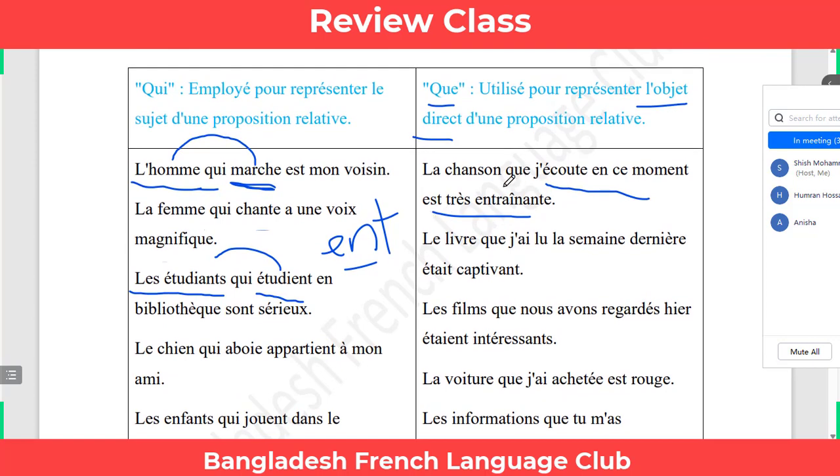But after que, you will always see a subject, then a verb. I mean the whole sentence. And the way it is written, it will be written that way after that que. Like la chanson que, that, right? This is representing this song that I'm listening to at this moment is very entraînante.